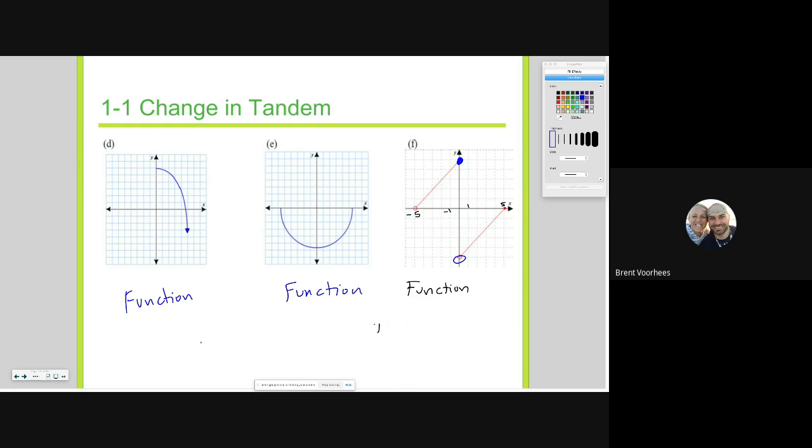For the domain, how far left does this graph travel? Negative 5. It's an open circle. Is that a parenthesis or bracket? Parenthesis. If it's an open circle, you do a parenthesis.